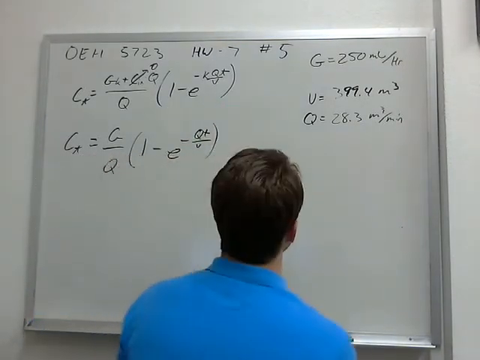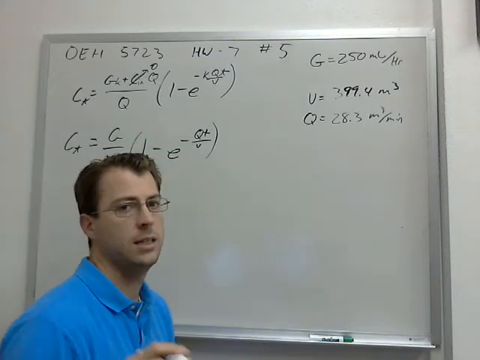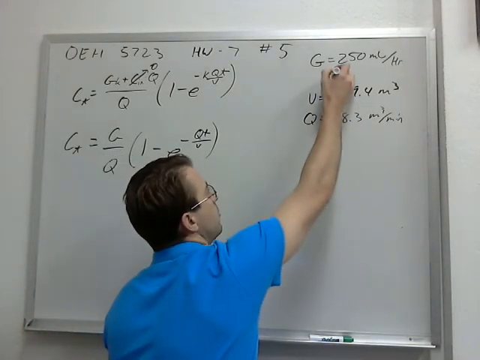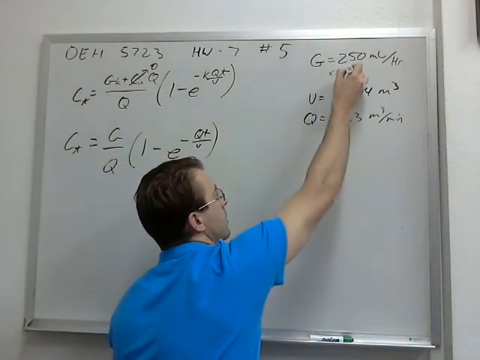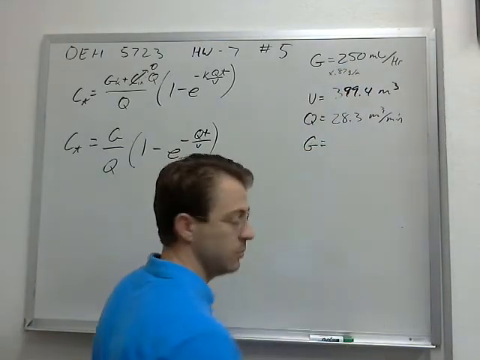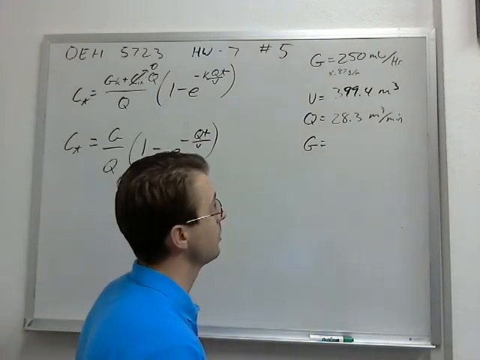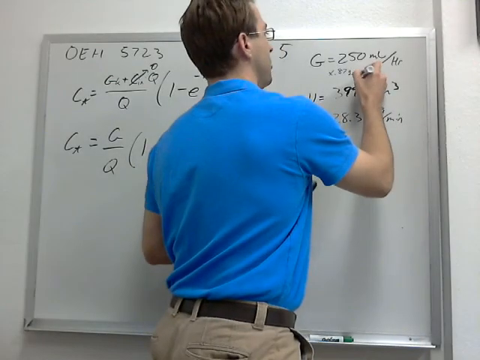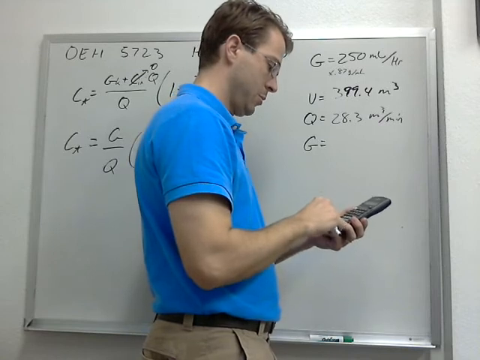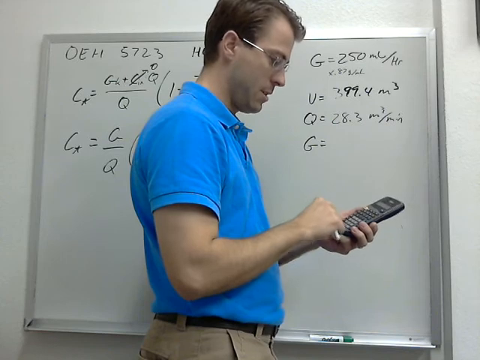So our generation rate, this is toluene, and the density of toluene is 0.87 grams per mil. If we multiply by 0.87 grams per mil, we'll get our generation rate in grams per hour. So 250 times 0.87, and then to get into milligrams, we'll multiply by another 1,000.